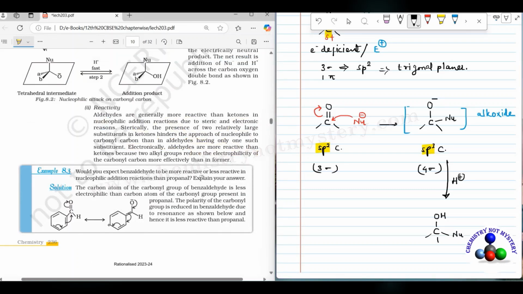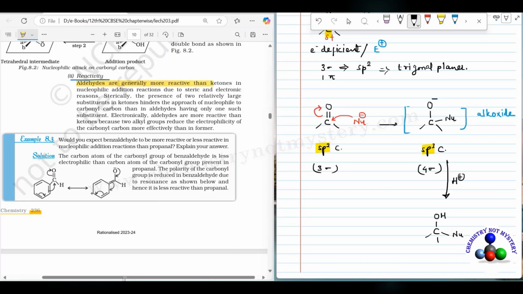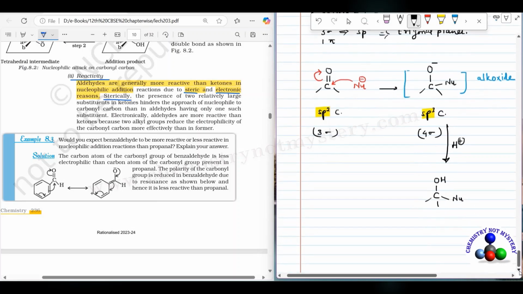Now come to the reactivity. Aldehydes are generally more reactive than ketone in nucleophilic addition reaction due to steric and electronic reasons. So there are 2 reasons. One is steric and the other one is electronic. So let's read the steric reason. Sterically, the presence of 2 relatively large substituents in ketone hinders the approach of nucleophile to the carbonyl carbon than an aldehyde, having only one such substituent. So let's try to understand the steric reason.